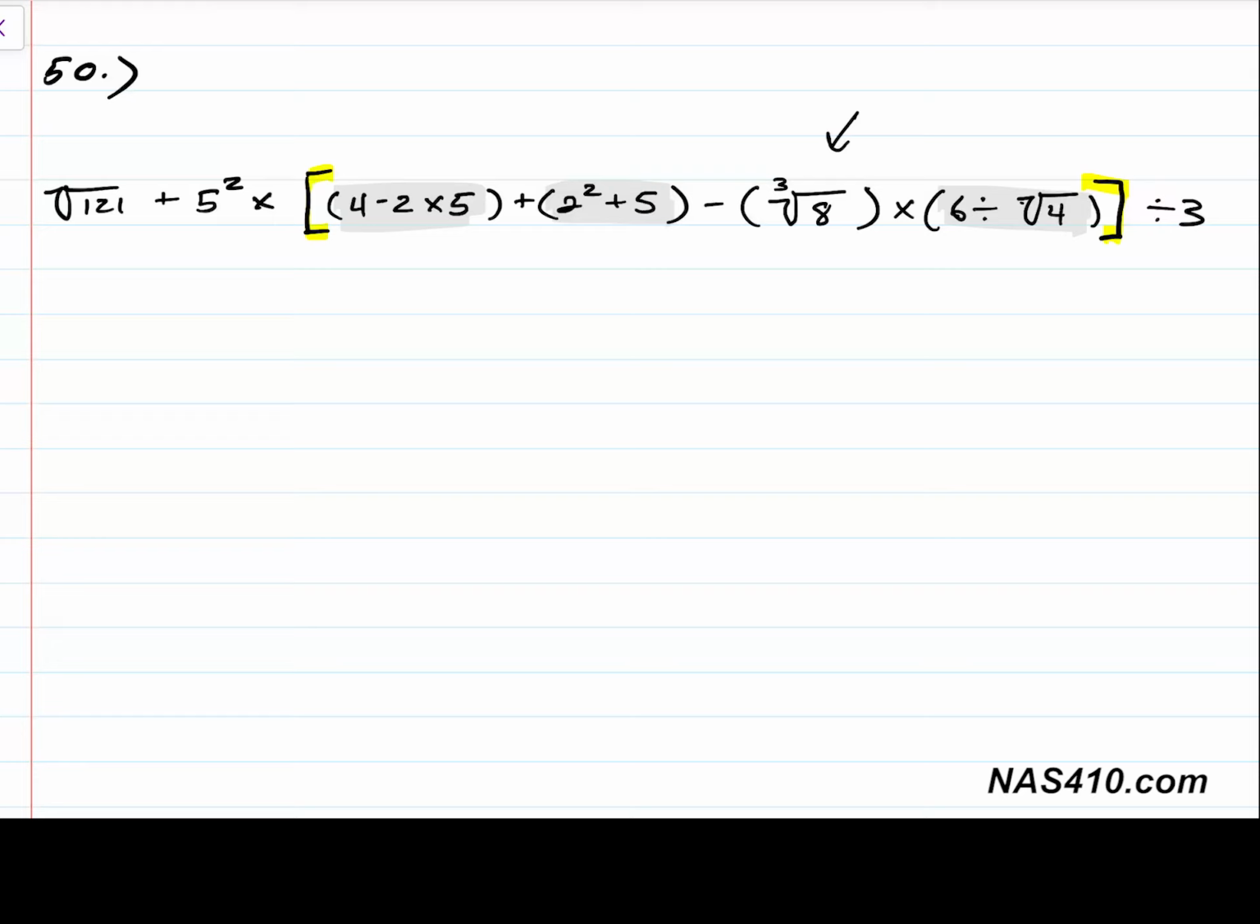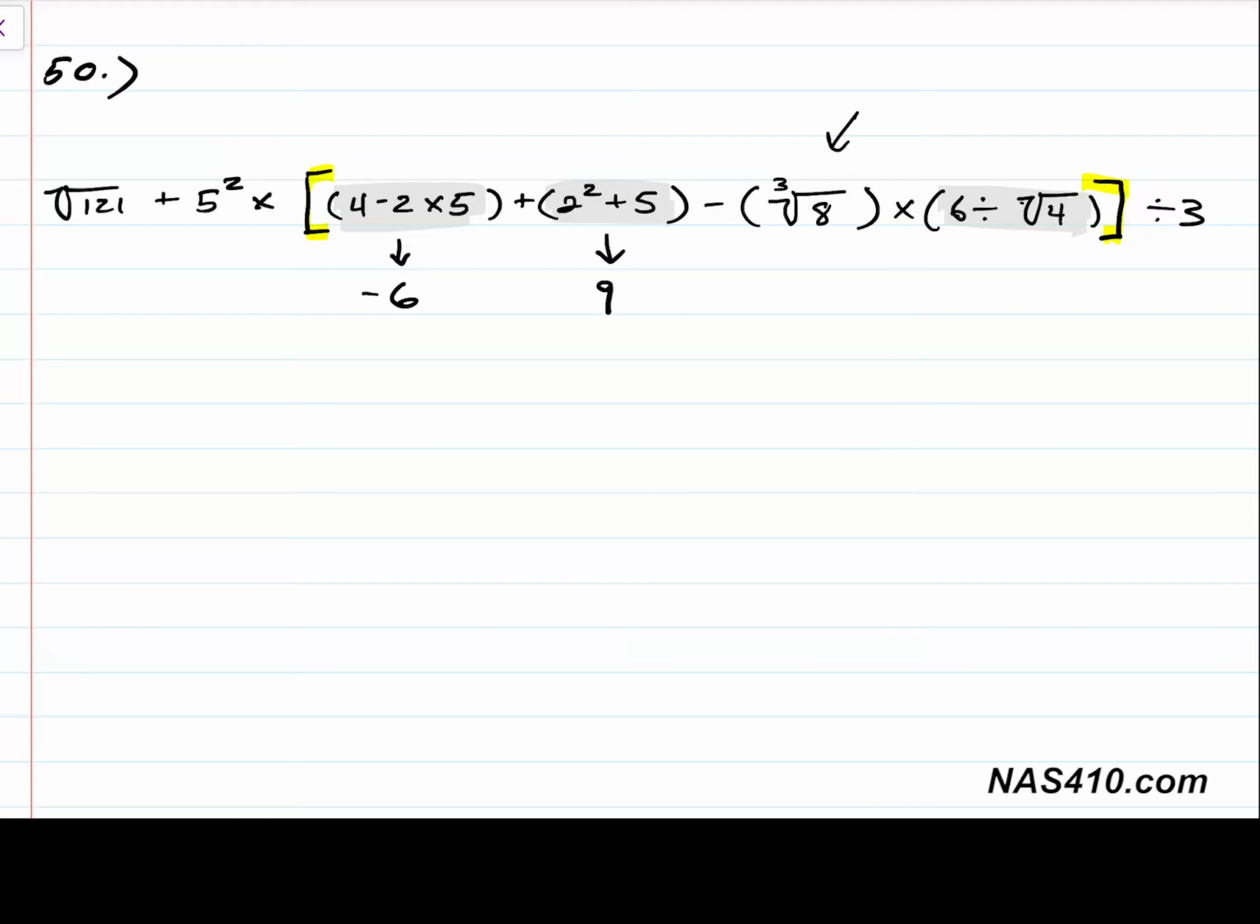Let's start with this one here. Within the parentheses, the order of operations still applies. So I have 2 times 5 is 10, and then 4 minus 10 equals negative 6. The answer here is negative 6. Let's take a look at this one here. I have 2 squared, which is 4, plus 5. 4 plus 5 equals 9. And so here I have 9.